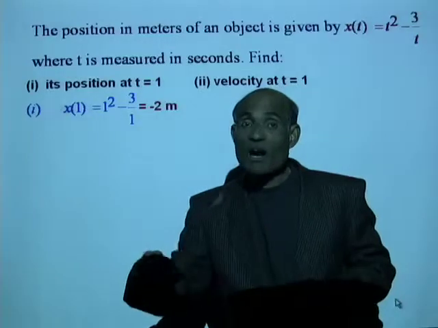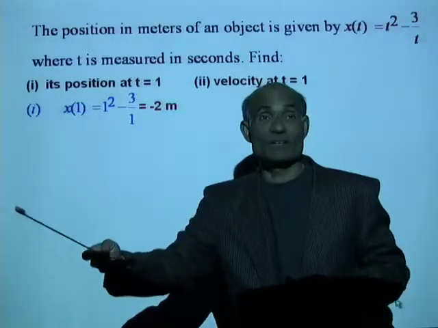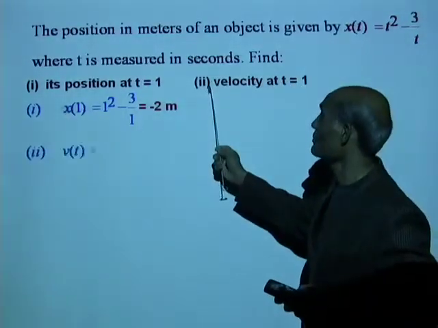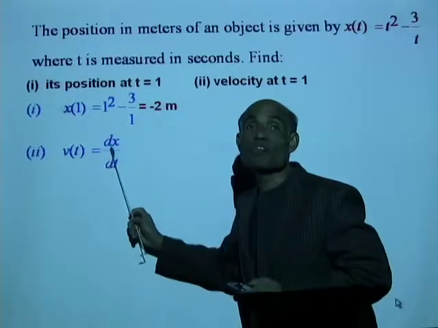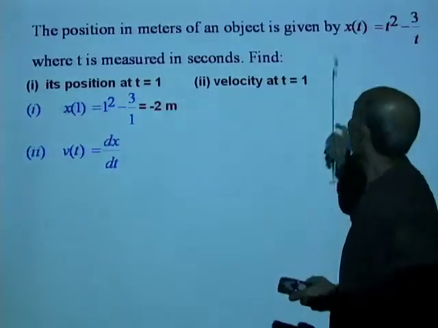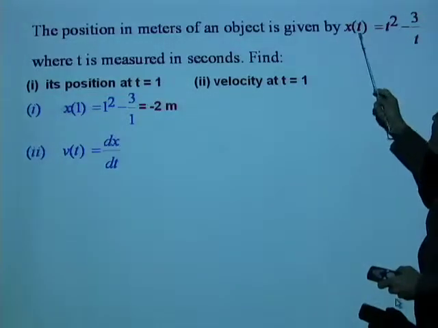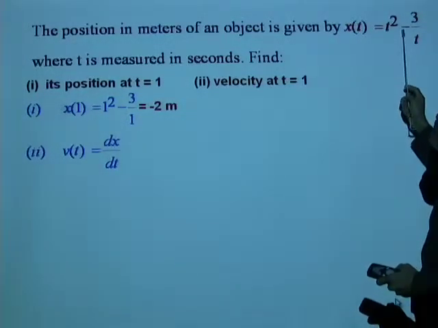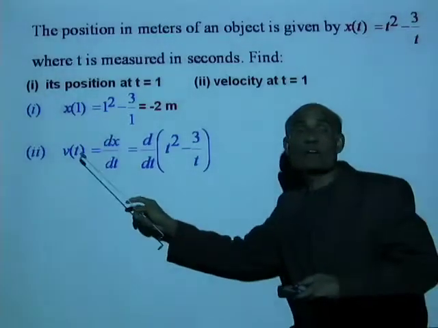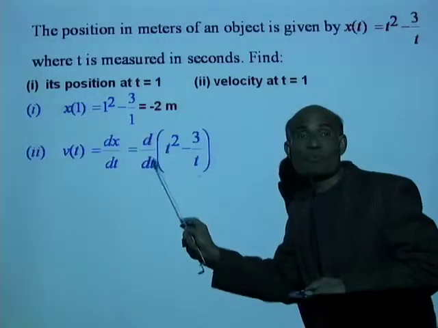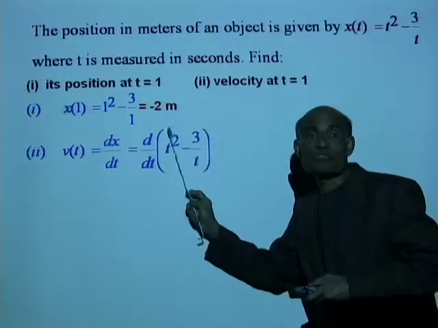And at that time, what is its velocity? That is our second question. And you know that velocity is the derivative of the position function. And the position function is this. X of t is t squared minus 3 over t. So to find the velocity, we find the derivative of that position function.